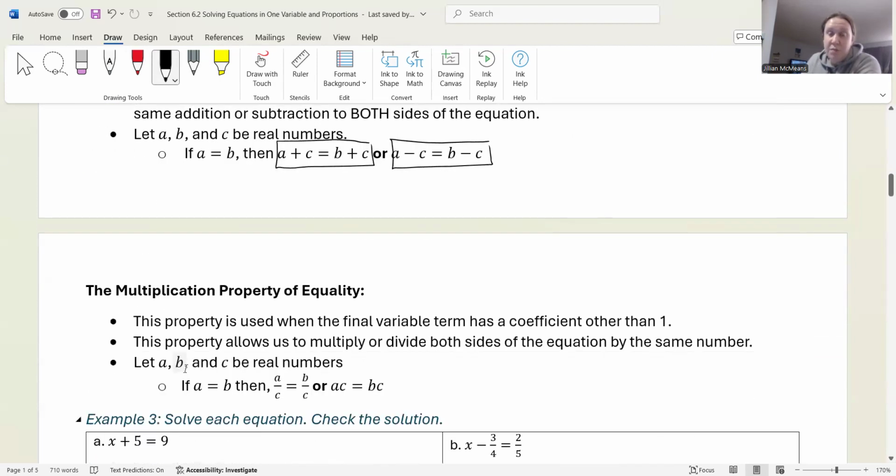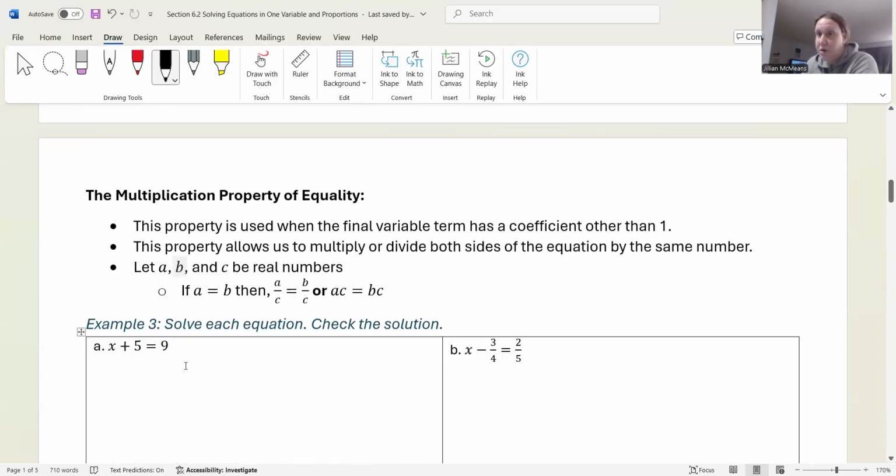Now, the multiplication property of equality, this is something that we would use at the very, very end of the solving process. It says right here, this first bulleted item, the property is used when the final variable term has a coefficient other than 1. As we're solving these equations, our goal is to get the variable term all by itself. So we want a single variable term all by itself equaling a single constant term.